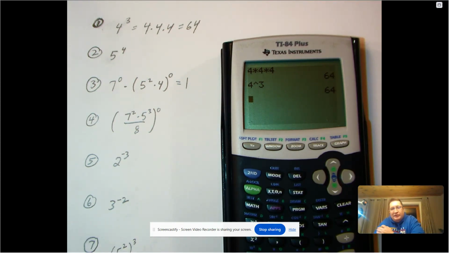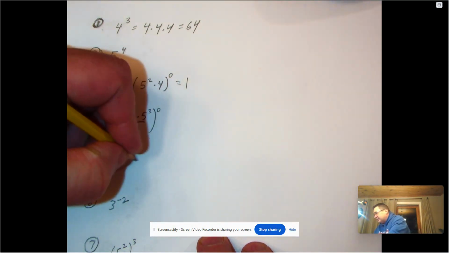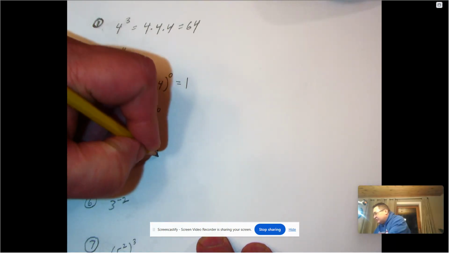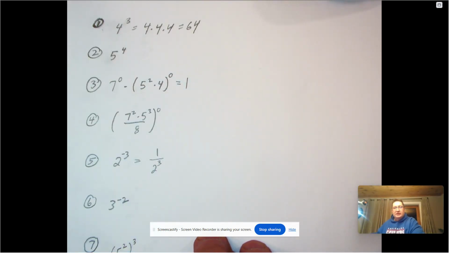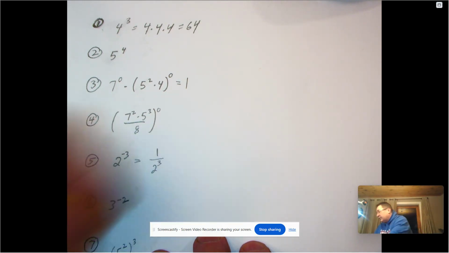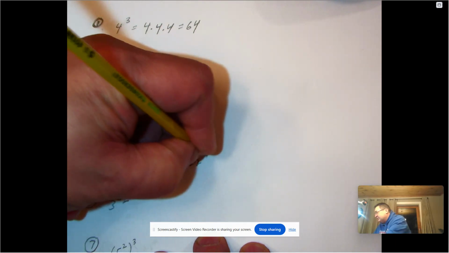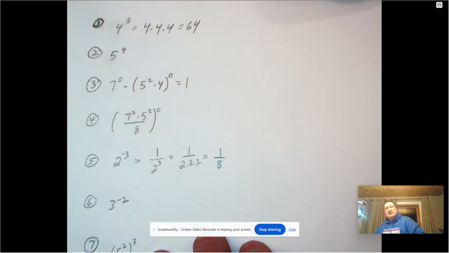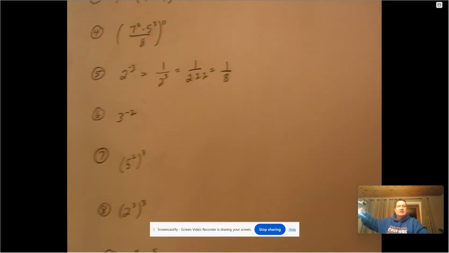Okay. Moving on to number 5, we have 2 to the negative 3 power. You might recall that we had the rule that meant that was 1 over 2 to the third power. And 2 to the third power is 8. So this is 1 over 2 times 2 times 2, which is 1/8. That's number 5. Number 6 is up to you.